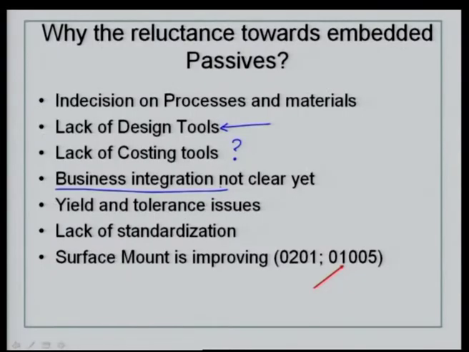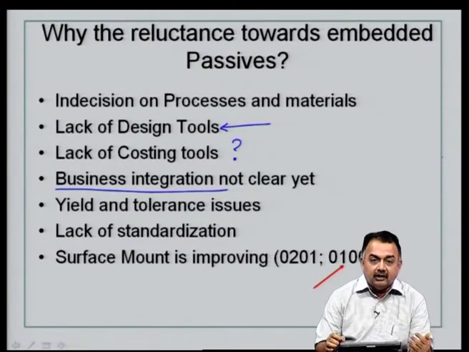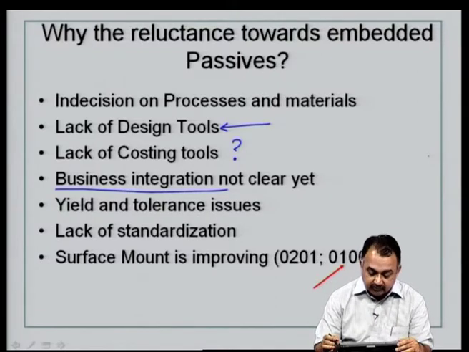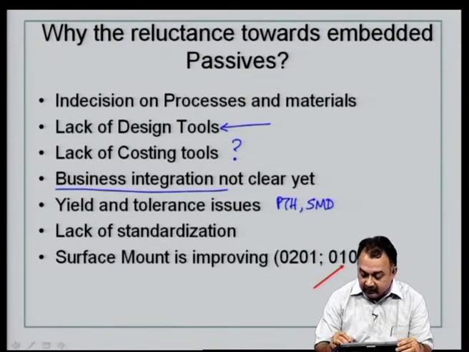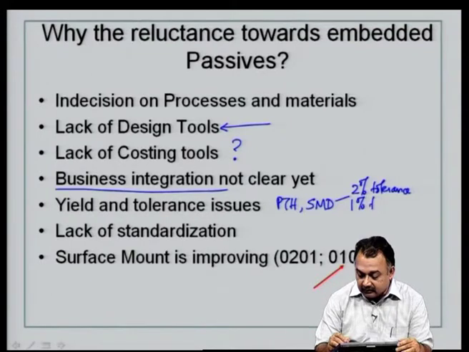So, the business policies or the business integration in industry is still not clear, but this could be overcome by some training and understanding the concepts from people who have worked with these tools, especially the CAD tools and the process methods. Now, you could buy a plated through hole component or an SMD component with, let us say, 2% tolerance very clearly marked on the component, or 1% tolerance, and then you could plan your design.